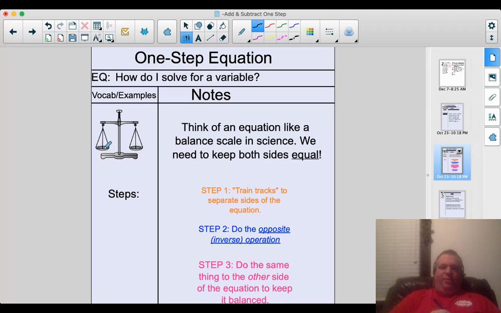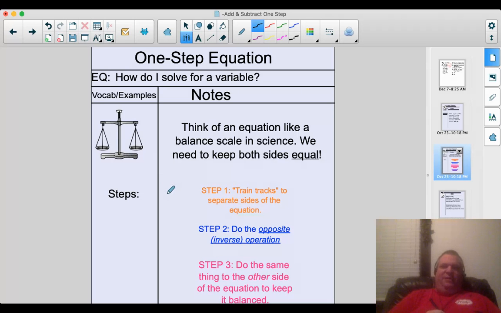If you take away weight from just one side, it'll not be balanced anymore. But if you take away the same amount from both sides, it's still going to be balanced. Okay, same thing with multiplication. If I double the weight on both sides, it'll stay balanced. Okay, if you cut the weight in half on both sides, it'll stay balanced.